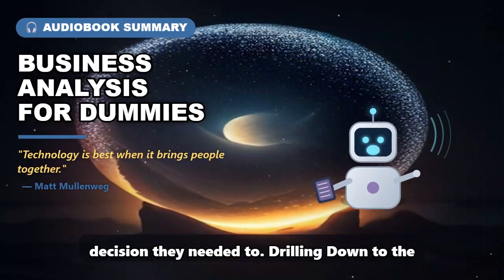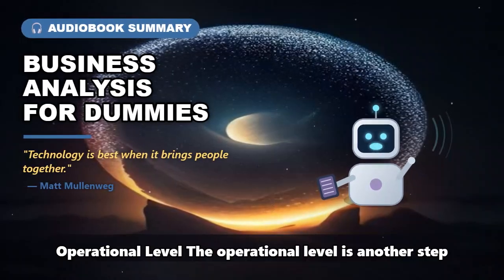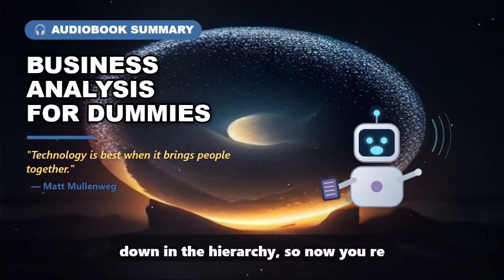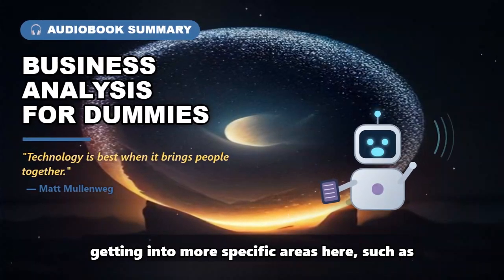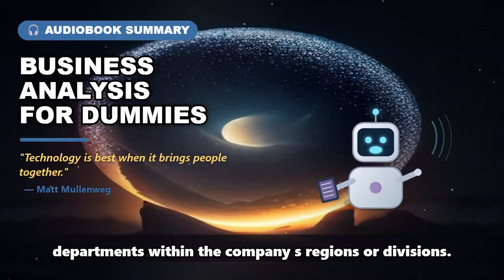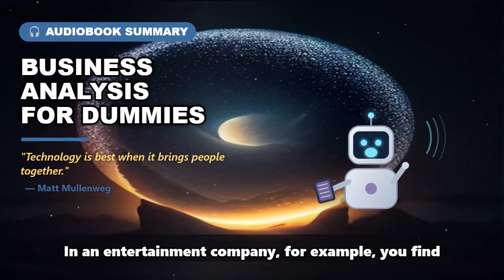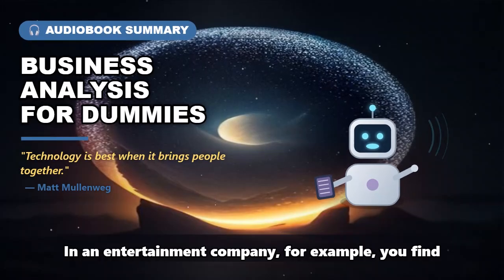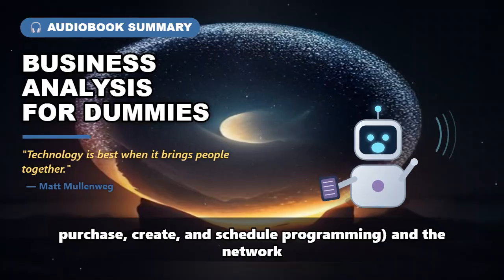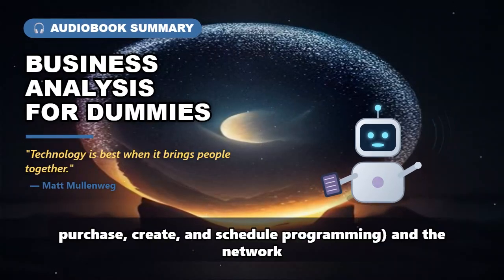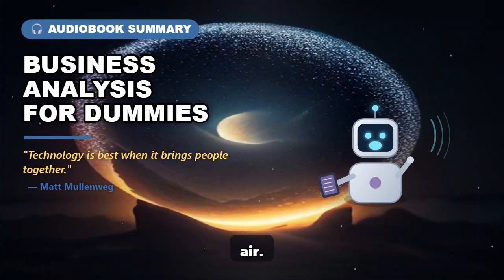Drilling down to the operational level. The operational level is another step down in the hierarchy, so now you're getting into more specific areas here, such as departments within the company's regions or divisions. In an entertainment company, for example, you find the programming division, which leads the effort to purchase, create, and schedule programming, and the network operations division that gets the shows on the air.